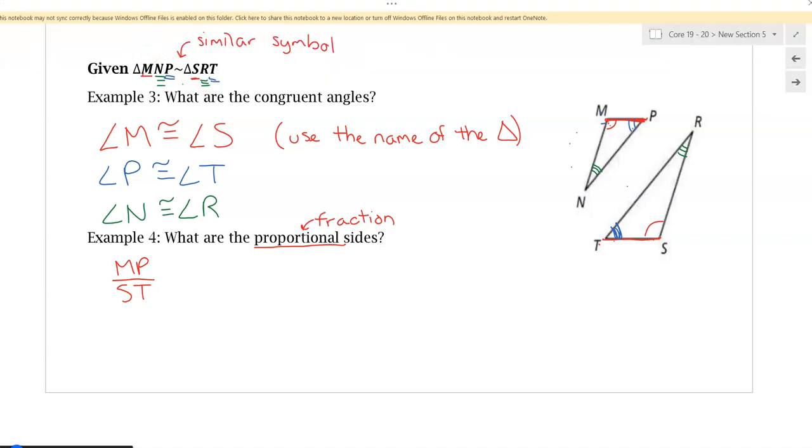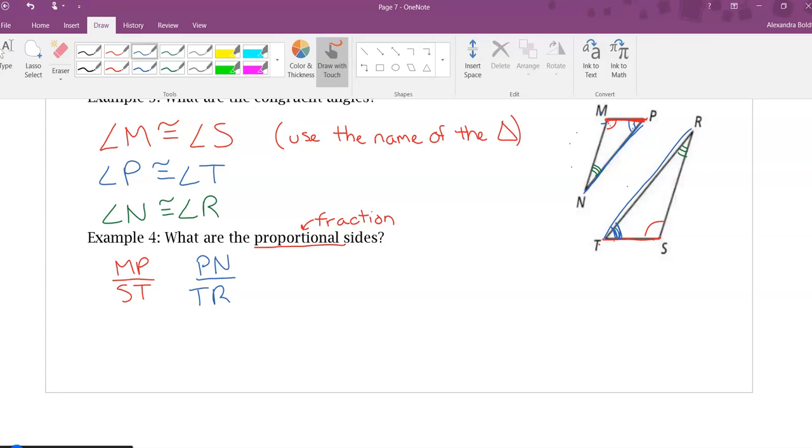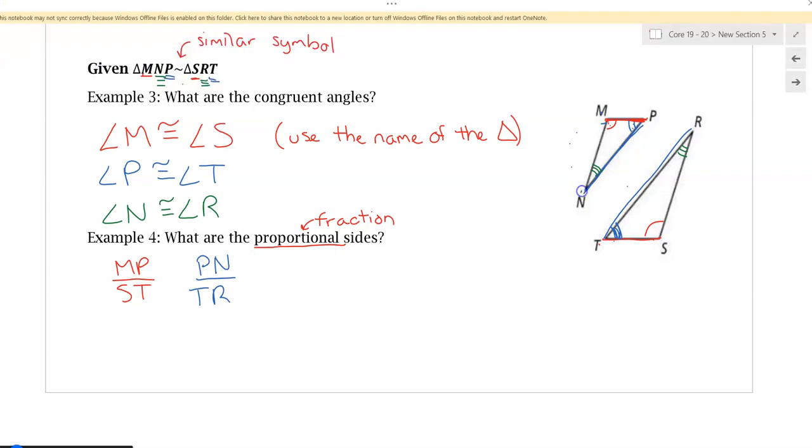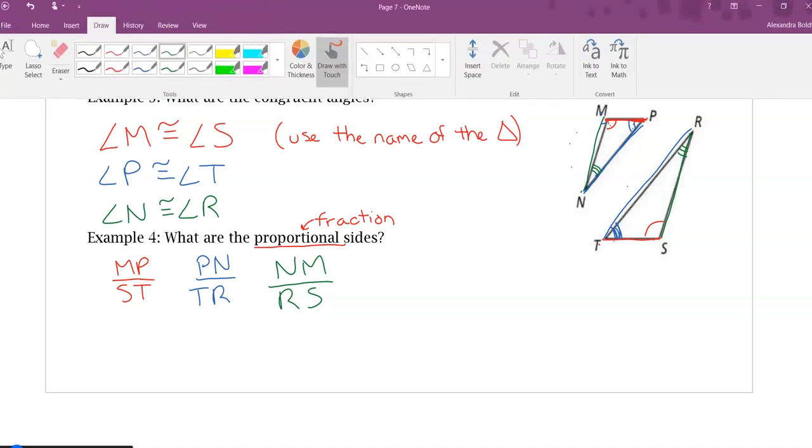Then I need to do another side, so I'm going to do this side, P to N. That's my blue angle to my green angle. Same thing here, blue angle to green angle is T to R. And then green angle to red angle is N to M. And green angle to red angle is R to S. Okay.